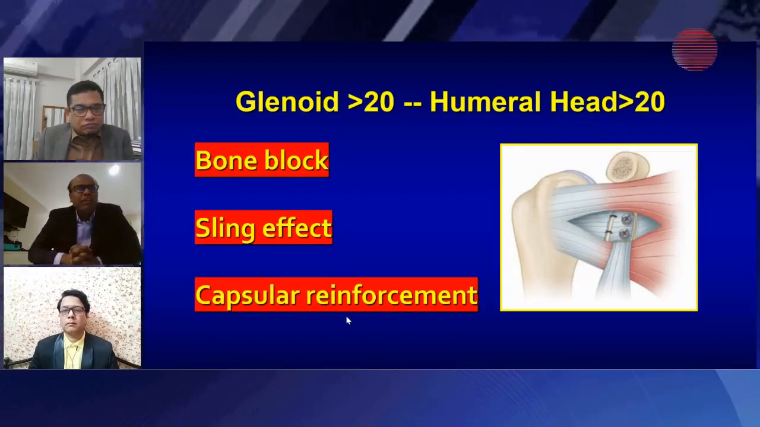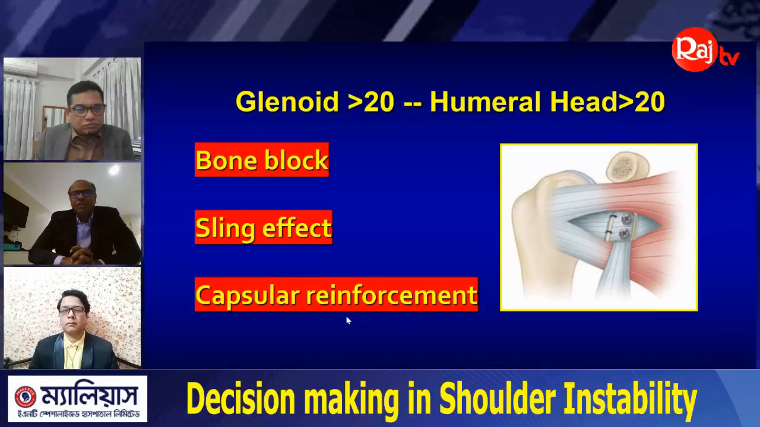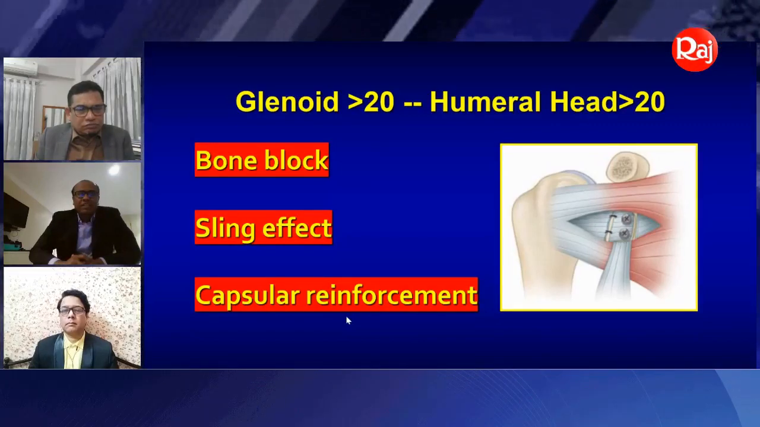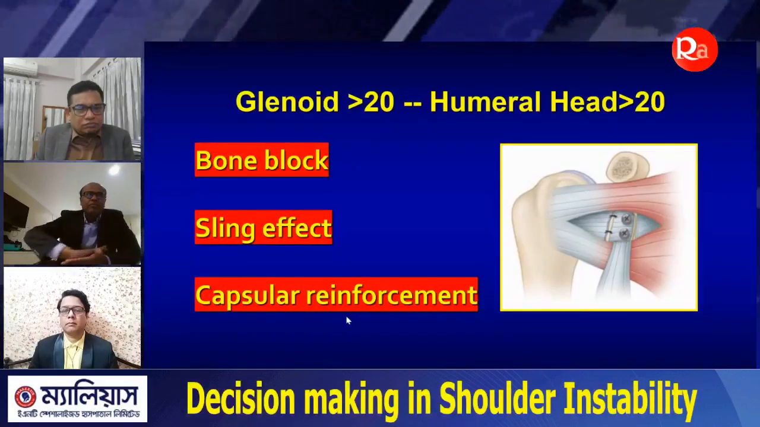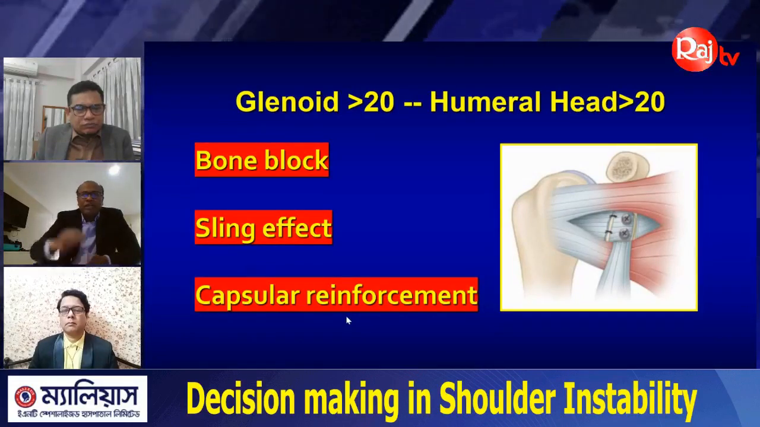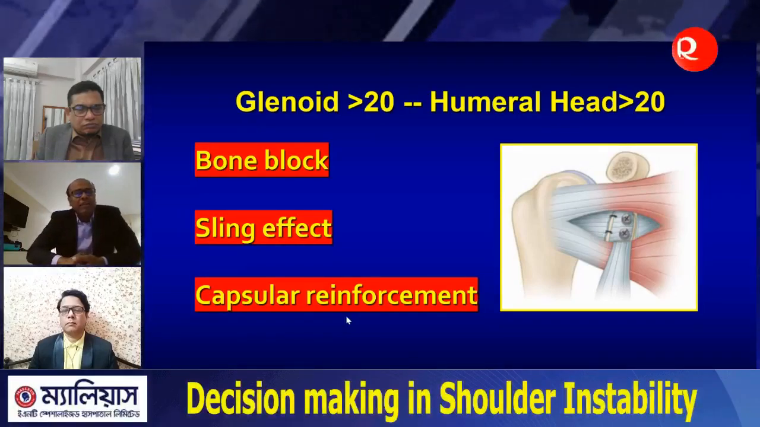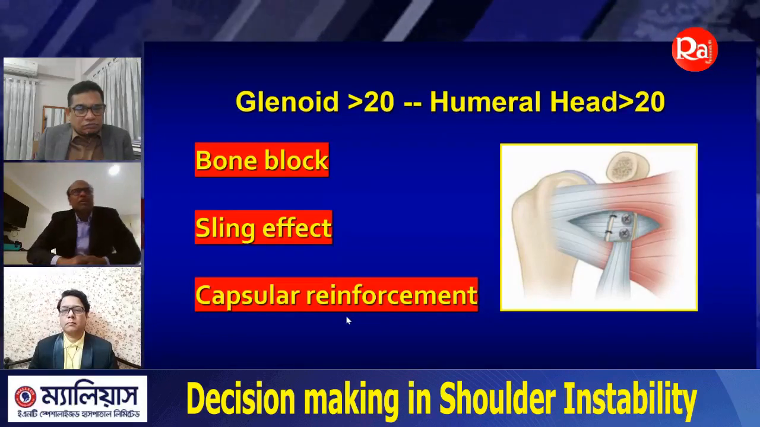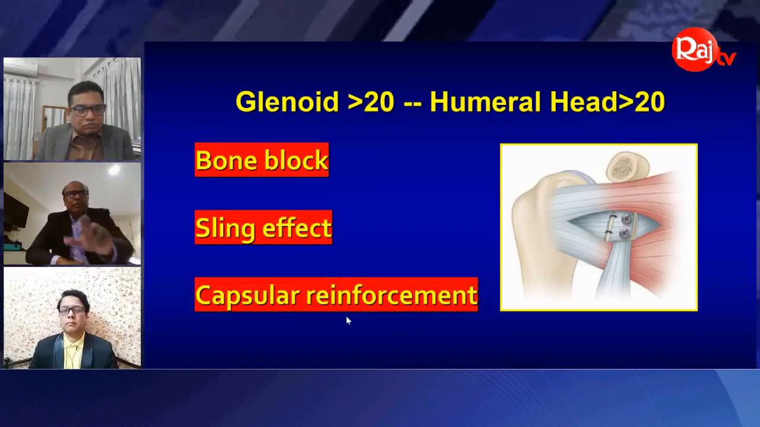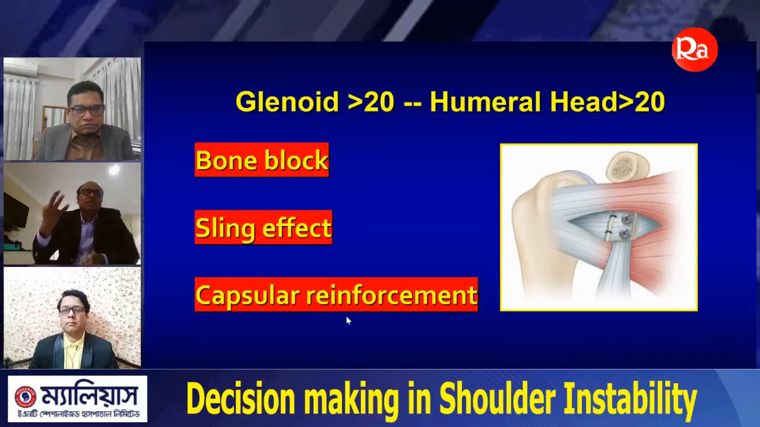So the most important, and I think the most widely accepted option, is your Latarjet procedure. So how does Latarjet work? It acts as a bone block. There is a sling effect, where the conjoint tendon acts over the infraspinatus as a check rein, and you have a capsular reinforcement also, because normally at the end of the procedure you try to repair the capsulolabral tissue with the CL ligament. So it acts by your three-in-one technique.